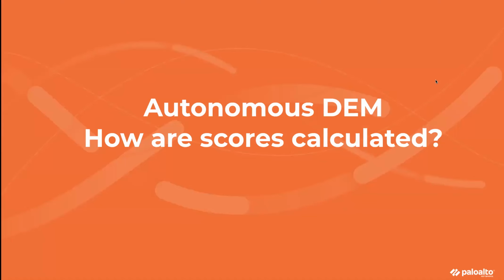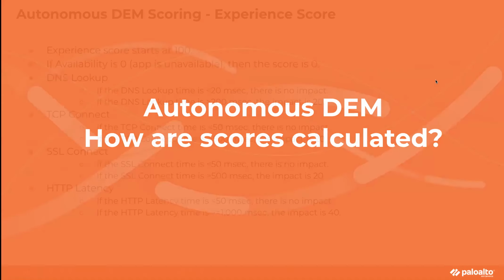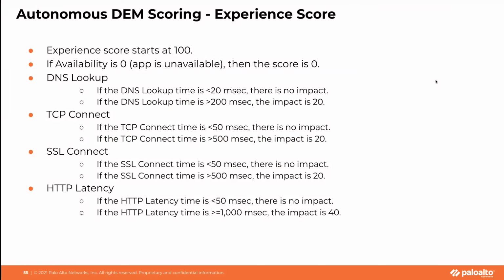Autonomous DEM, one important thing is how we are calculating the scores. Experience score. The experience score starts at 100. If availability is 0, it means that the app is unavailable and it will show as a 0 score. For the DNS lookup, if the DNS lookup time is less than 20 milliseconds, there is no impact. If the DNS lookup time is greater than 200 milliseconds, the impact is 20. For the TCP connect, if the TCP connect time is less than 100 milliseconds, there is no impact. If the TCP connect time is greater than 500 milliseconds, the impact is 20.